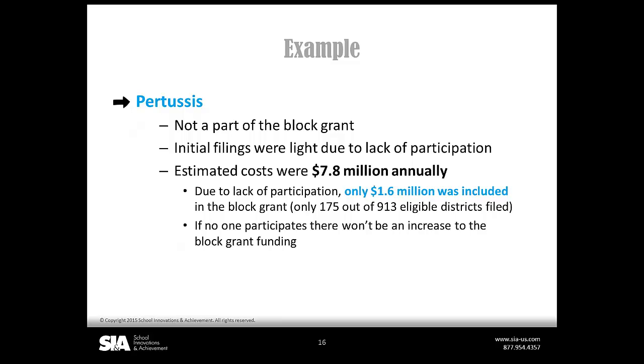But when first-time filing came, only 175 out of 913 eligible districts filed for this claim, which is only 20%. And because of this low participation, when the state then rolled this mandate into the block grant, they only added 1.6 million instead of the 7.8 million that we estimated. And this is exactly what the state wants, not to be responsible for these costs, which is why it's really important that we file for mandates outside of the block grant to really protect what's owed to us.